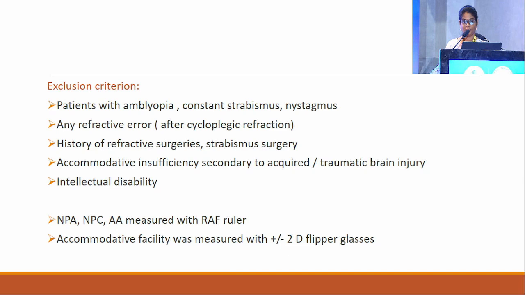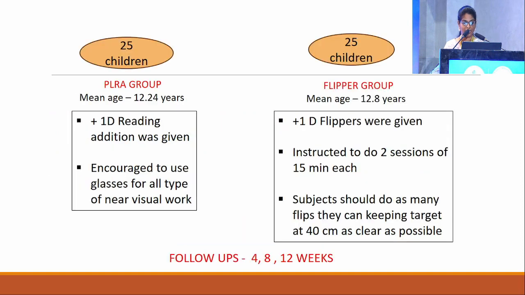In all the cases, we recorded the NPA, NPC and accommodative amplitude by RAF ruler, and the facility was determined by the flipper glasses. Among those 50, 25 children were allotted into the PLRA group and 25 into the flipper group. In the PLRA group, we gave plus one reading addition and encouraged the patients to read with these glasses for all their near work. In the flipper group, we allotted one diopter flippers and they were instructed to do 2 sessions of 15 minutes each.